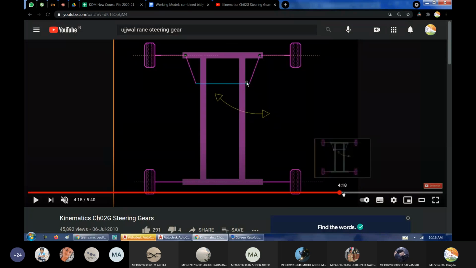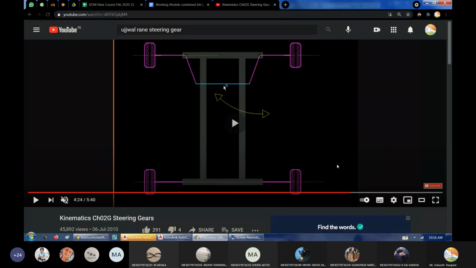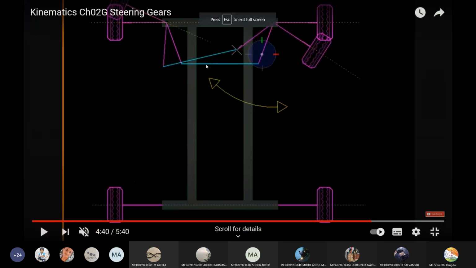Okay. So let us see how this motion occurs, and whether the condition for steering will be satisfied here also. So you can see now he is starting to turn. So once again, observe this carefully and tell me, are both the wheels rotating by the same angle or different angle? Different angle.